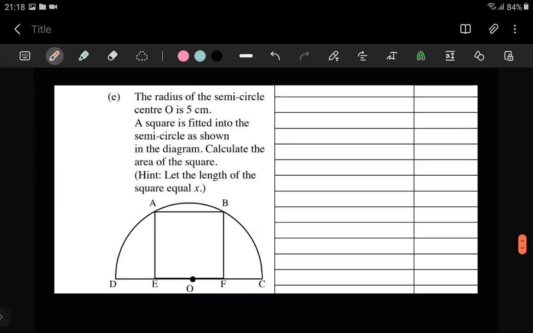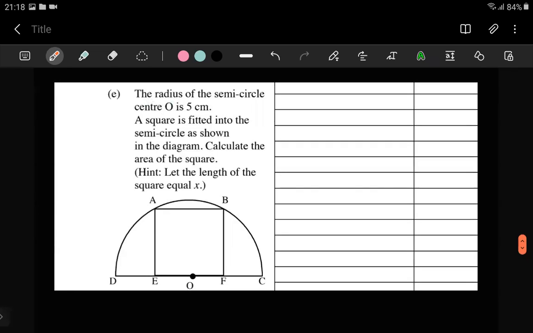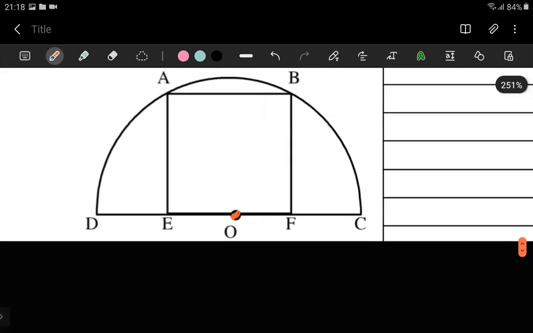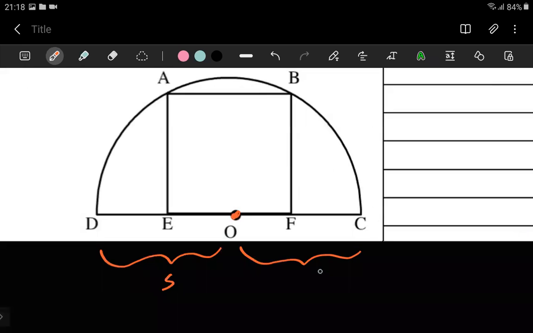And let's see, it says the radius of the semicircle center O is 5. So this point here, from that point to C, from that point to D, the distance is 5. So put 5 over there, put 5 over there.